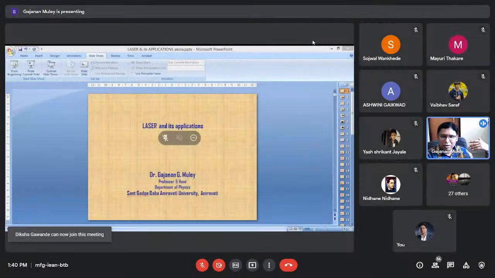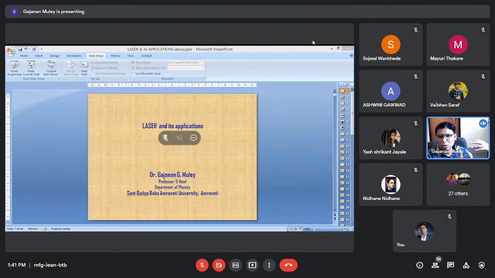So if this photon is incident on the atom, this electron will absorb that photon and move from energy level E1 to energy level E2. We say it is absorption of the photon by the atom or by that electron. So we can say this is excitation of the electron from the ground state E1 to the excited state E2 by absorbing a photon of energy hν.